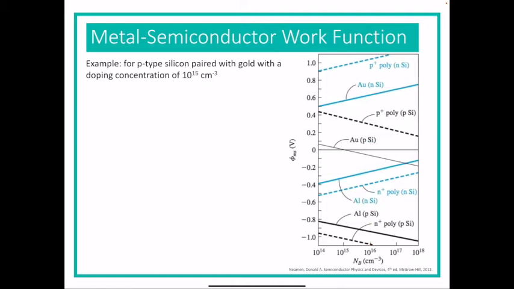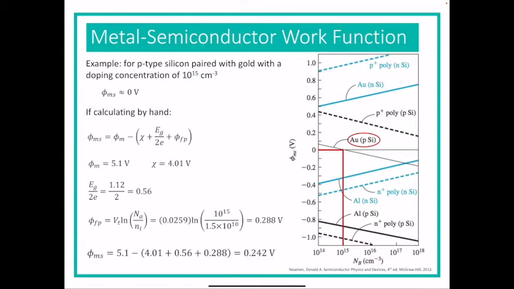So we're going to look at a couple more. We're going to look at P-type silicon with gold. When we go to that one and we have a doping concentration of 10 to the 15, we find the metal-semiconductor work function is actually around 0. And if we calculate that using the values that we can look up, we get 0.242 volts, which is, again, almost a similar amount higher than it should be.